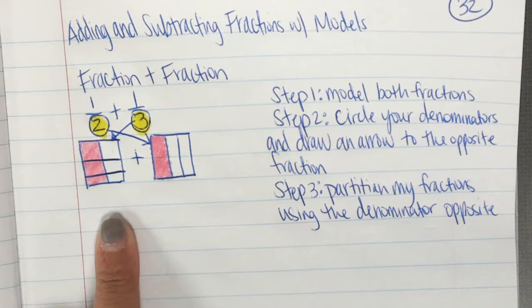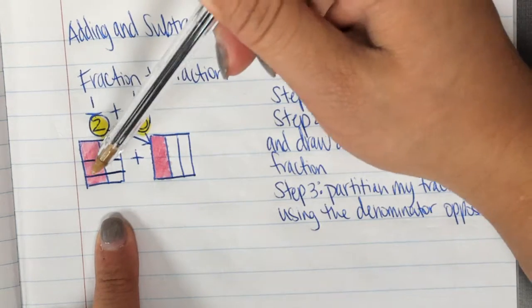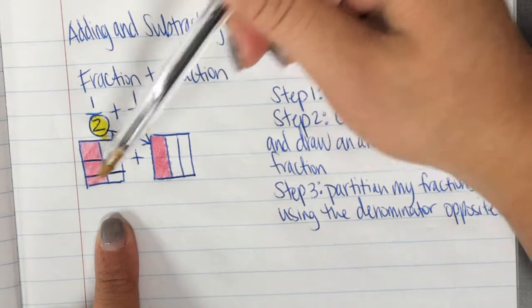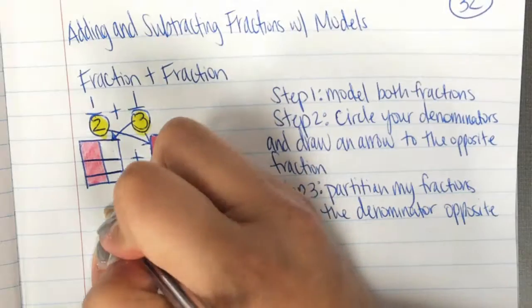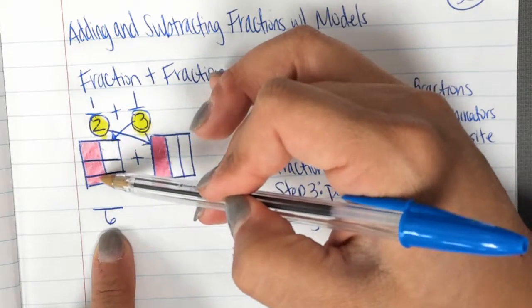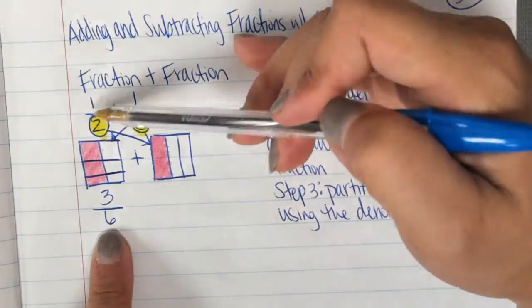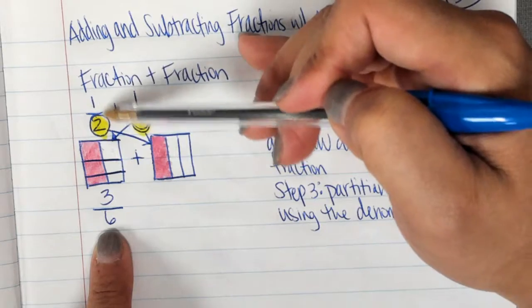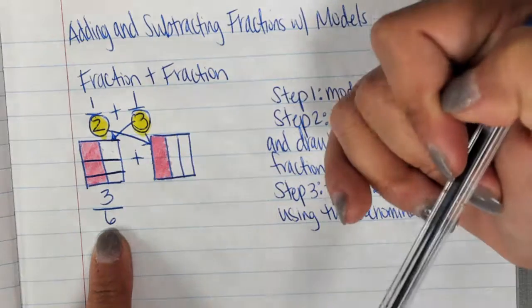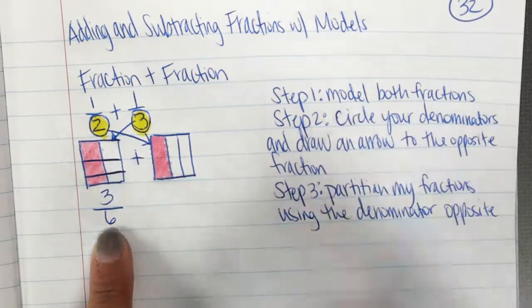At this point, I'm going to rewrite my fraction. I have 1, 2, 3, 4, 5, 6 is my new denominator. And I have 1, 2, 3 that are colored in. So all I've done here is I've just said 1/2 is equivalent to 3/6. I still only have half of my box completely shaded.